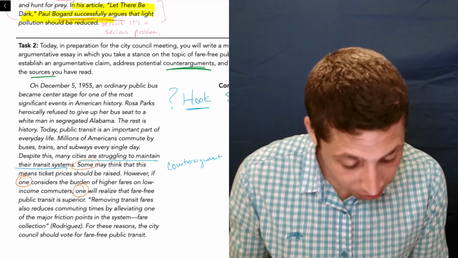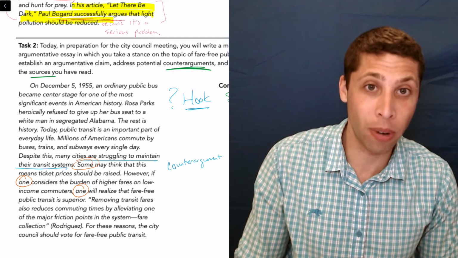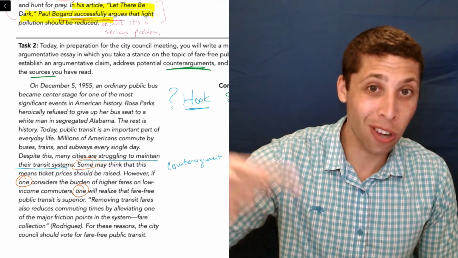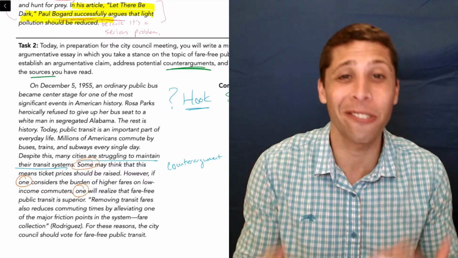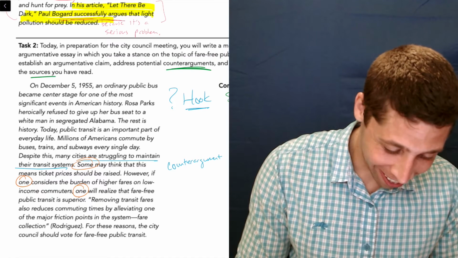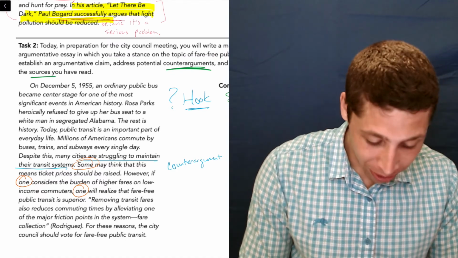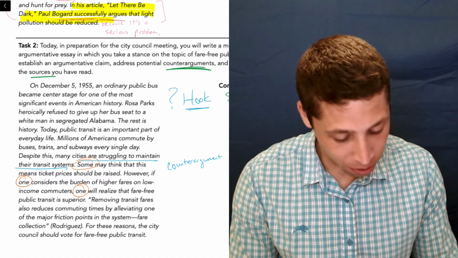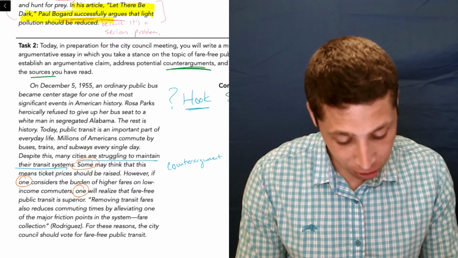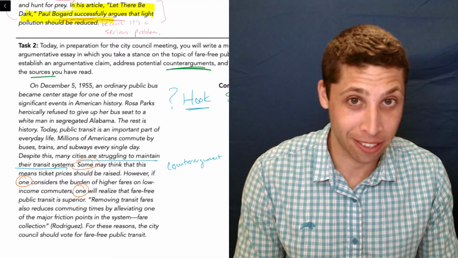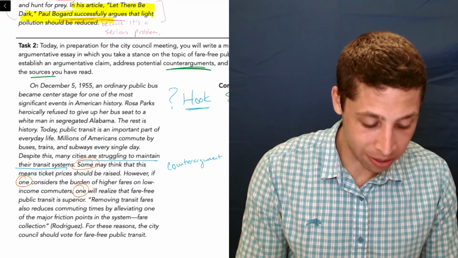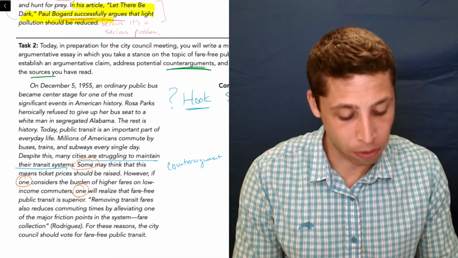Because we talked about how some may think ticket prices should be raised. However, now someone else is arguing the opposite. What's your thesis? What are you arguing? Okay, now we have a random quote. Removing transit fares also reduces commuting times by alleviating one of the major friction points in the system, fare collection. So Rodriguez, I guess, is the source making that point. For these reasons, the city council should vote for fare-free public transit.